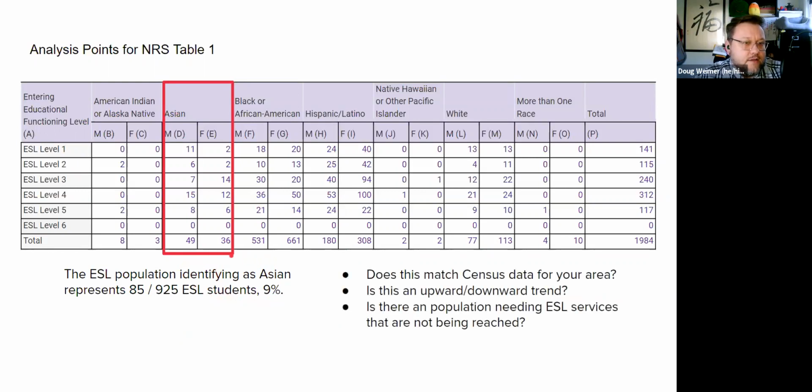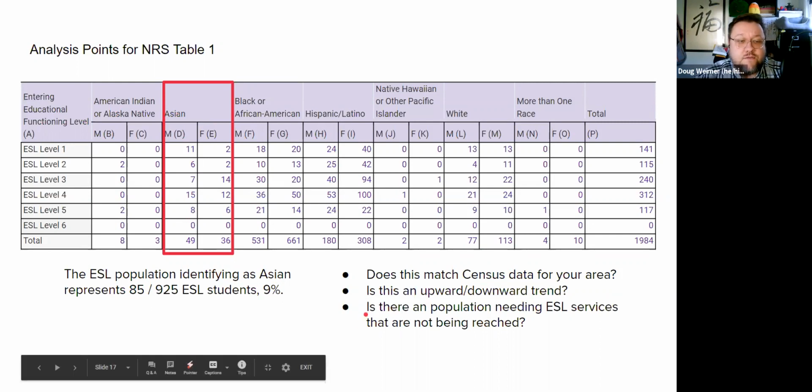The question I would ask you is, does this match the census data for your area? So if we're thinking about enrollment targets, if we see that this is 9% of our data, is the English language learner population of adults in your county, in your jurisdiction, et cetera, about 9%? Is it underserving this population? Is it overperforming this population? Something to think about. Also, if you look at this data over time, is this showing an upward trend in enrollment, a downward trend in enrollment? And is it showing that there's a population that needs services, in this case, ESL services, that are not being reached? So that's one thing you can do with table 1.